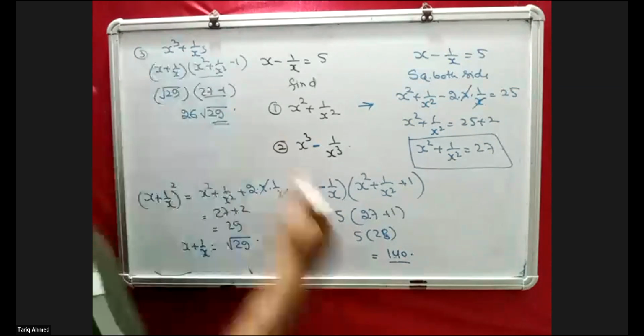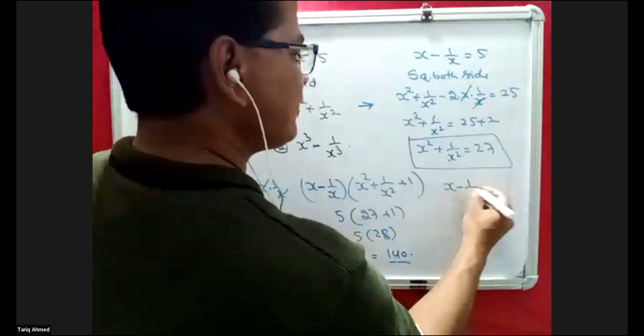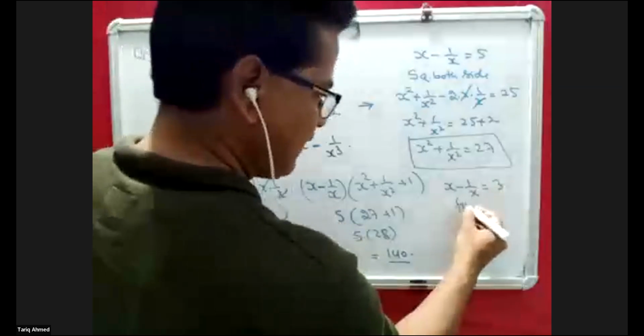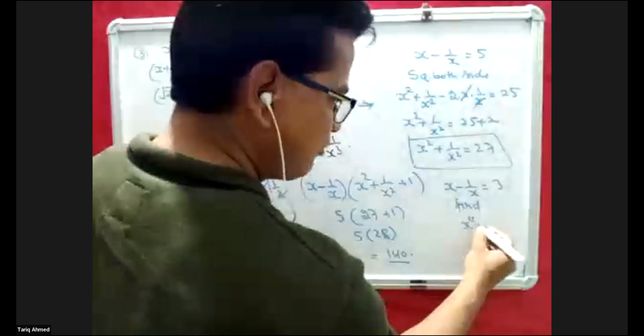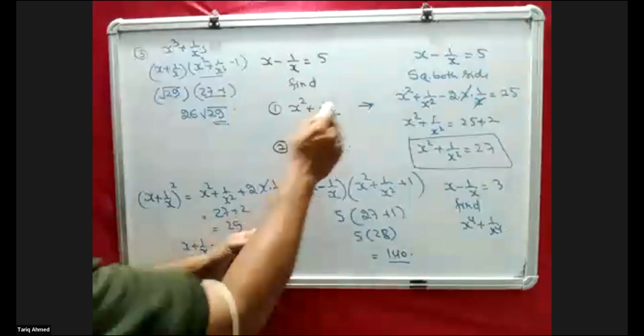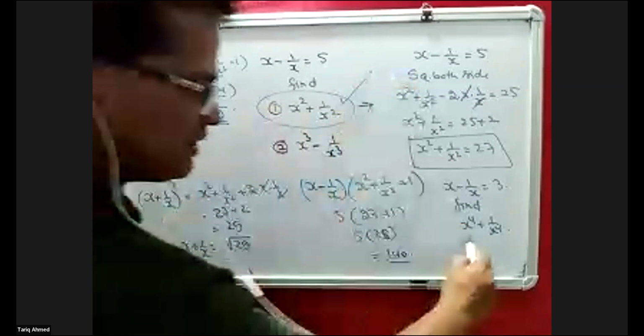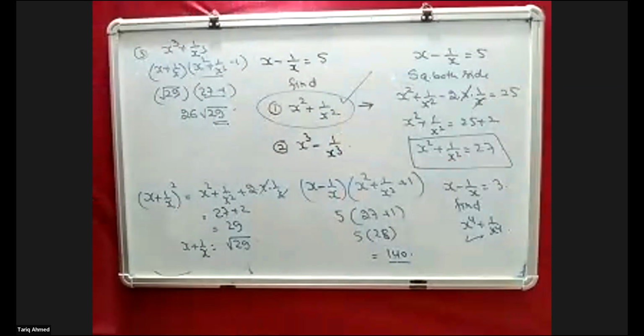Okay. One more of the same kind. x minus 1 by x is given 3. Find x4 plus 1 by x4. See, first of all, you have to find its value, and then squaring again, you will get its value. Do it. I'm waiting.